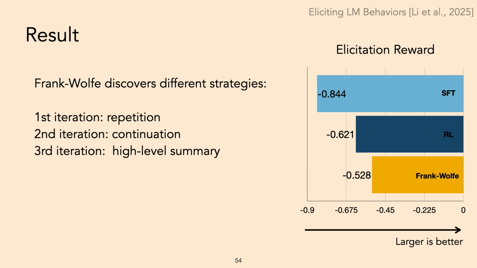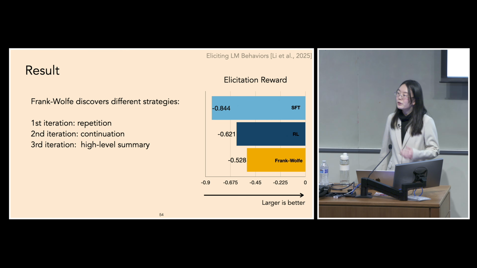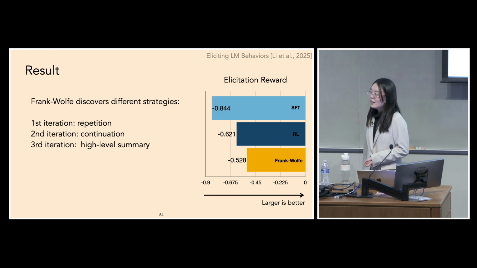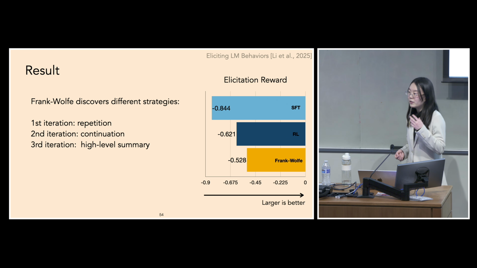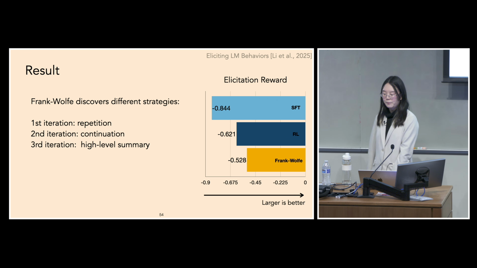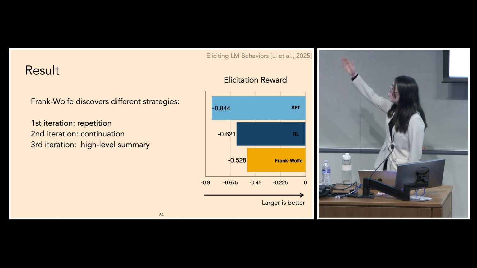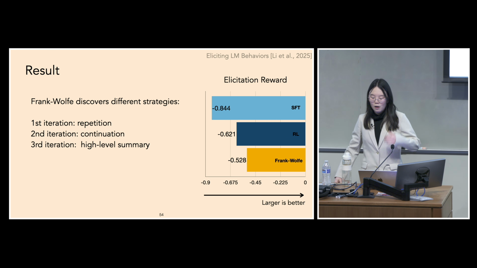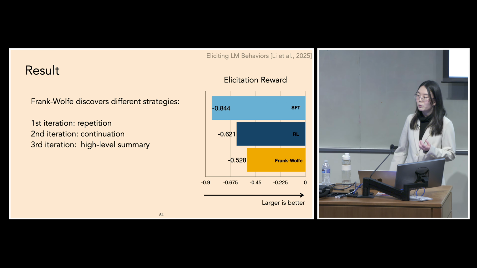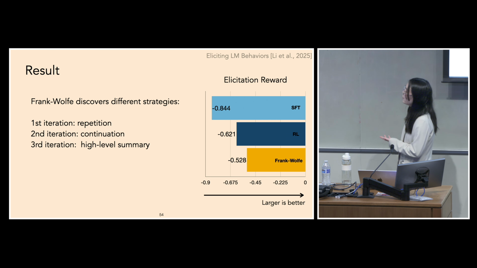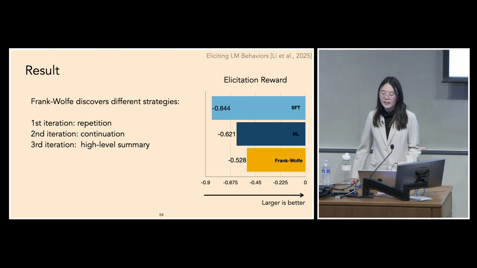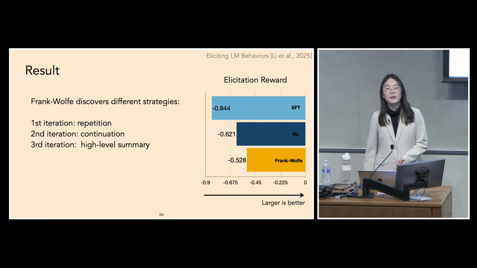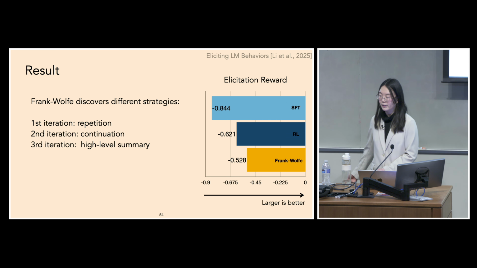So these are all real qualitative examples, qualitative strategies discovered by our algorithm. We use the word strategy, but in fact, they are still represented by the prompt distribution from each iteration. So the quantitative reward here suggests that our model is outperforming the supervised fine-tuning and reinforcement learning baselines by attaining a higher elicitation reward, meaning that we get a higher log probability of target suffix given discovered prefix.